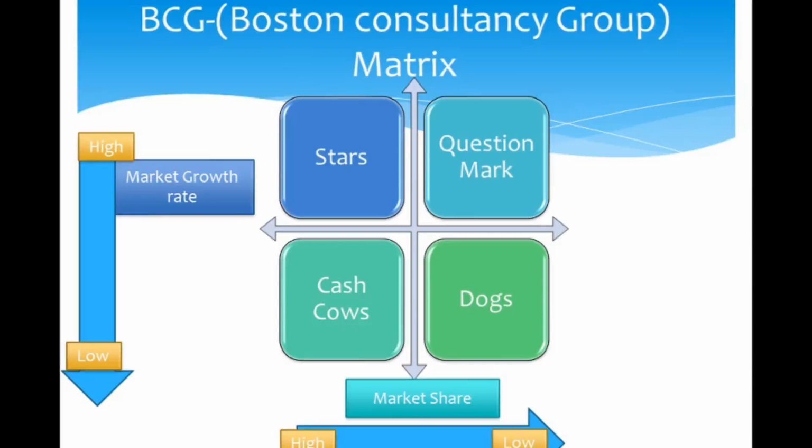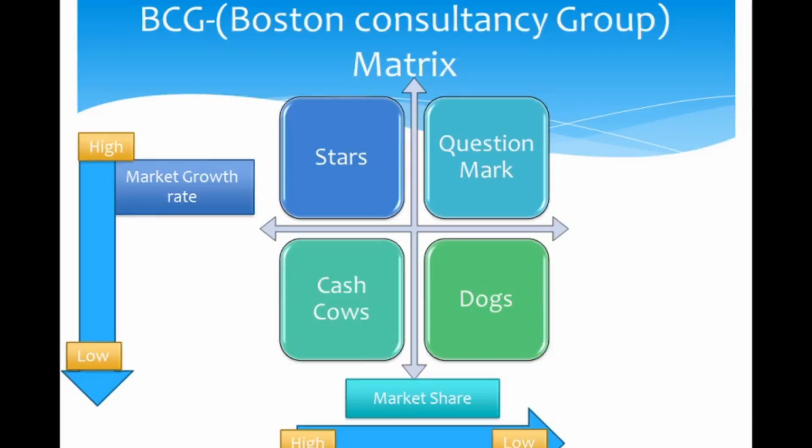In the long run, when the growth rate slows down, stars become cash cows. As we know, when a new product is launched in the market, initially the consumers are highly attracted towards it. But over a period of time, the attraction may reduce, and as a result, stars may become cash cows, because stars are the products where the attraction among the customers is the highest.